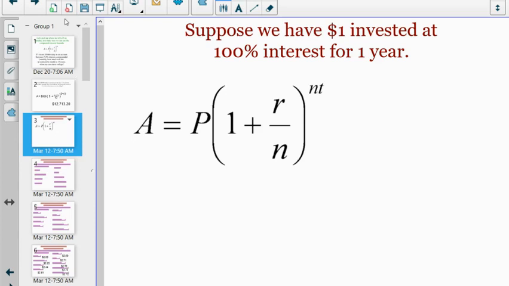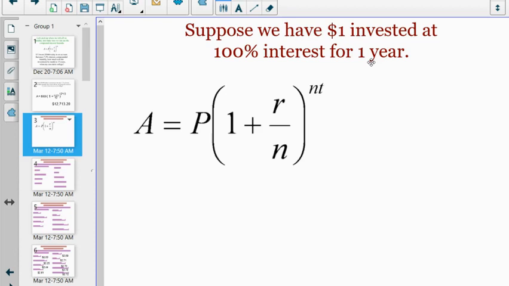And you're going to find an amazing bank account that pays you 100% interest. That's where this gets preposterous. You'll never find a 100% interest bank account, but just pretend for the sake of this problem. You'll see why in a moment. And we're going to have this invested for 1 year.